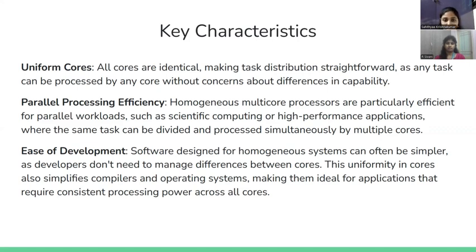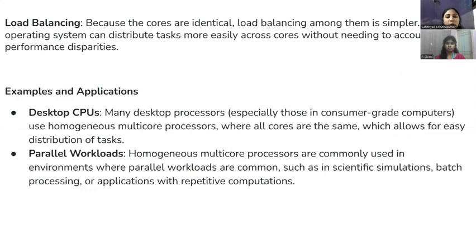Finally, load balancing. Load balancing is simpler because all cores perform identically. The operating system can distribute the tasks across cores without having to factor in performance differences. This uniform load distribution ensures that all cores operate at optimal efficiency, preventing bottlenecks and maintaining a balanced workload.